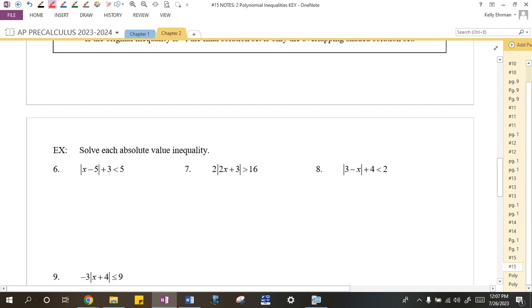So yeah, in example number 6, isolate the absolute value means this plus 3 cannot be here when we go to step 2. So we're going to subtract 3 to the other side. So now it's the absolute value of x minus 5 is less than 2. So that's what I mean by isolate the absolute value.